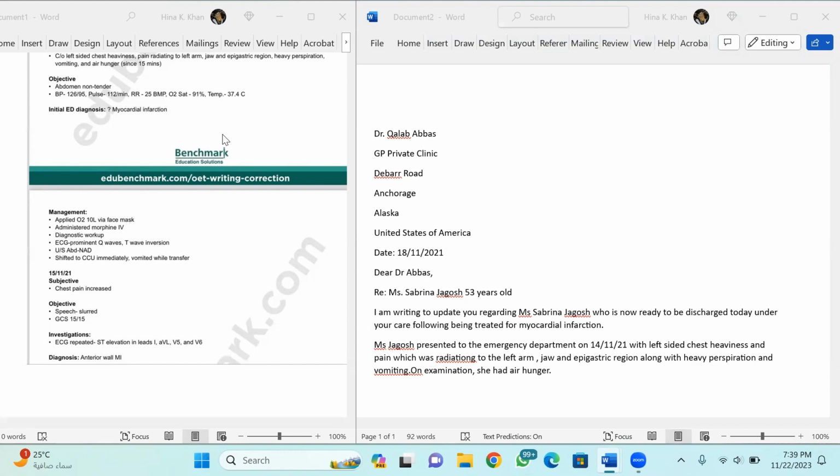Air hunger means it's shortness of breath, or she was having a difficulty in breathing, like she was gasping. Okay, so on examination, she had an air hunger. You can write okay, or you can just write okay, she was having shortness of breath, or you can just also write it. See, now the saturation is 91, so she is hypoxic. Okay, and she's having this pulse rate of, just a second. Today I'm having a lot of disturbance, sorry for that. Okay, then abdomen was non-tender, I can mention that also.